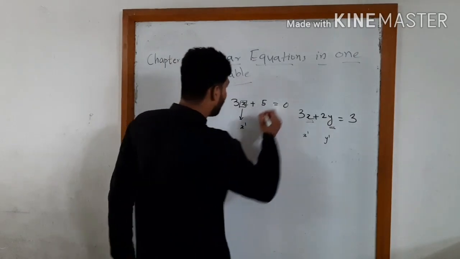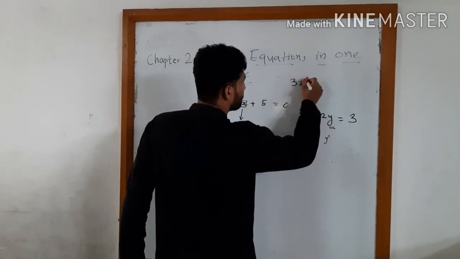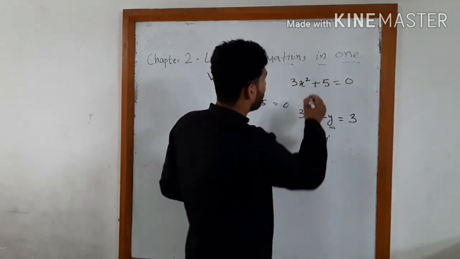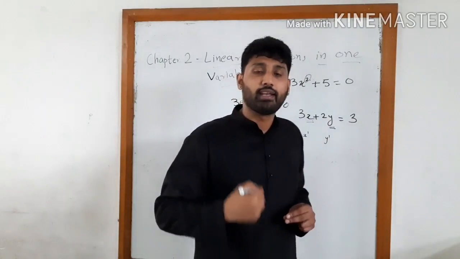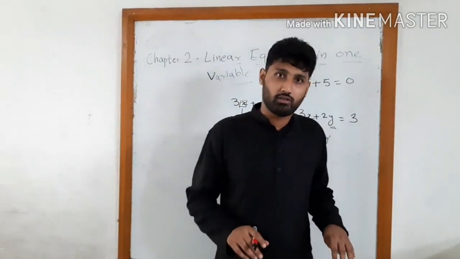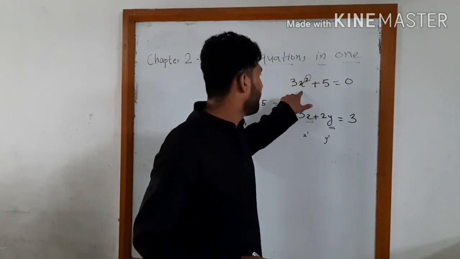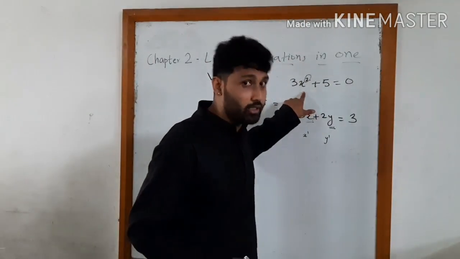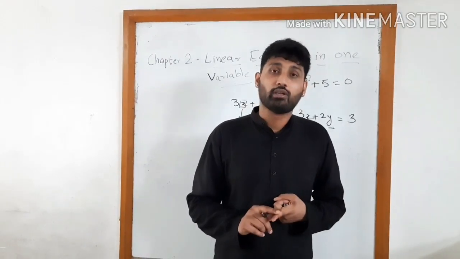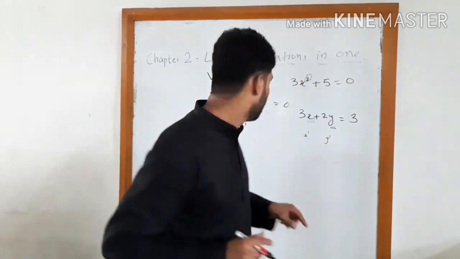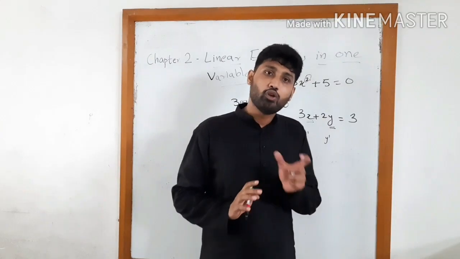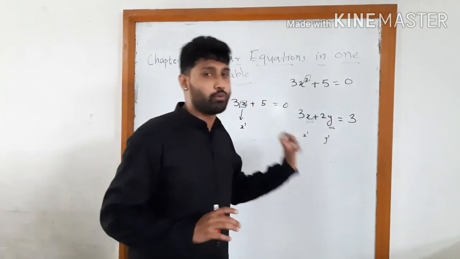If I have something like 3x square plus 5 equal to 0, here the power of x is 2. This is x raised to 2, right? So this is not a linear equation because the degree of x is more than 1. It is not 1. So this is not a linear equation. So for the linear equation in one variable, you have to have two things. The power of the variable should be 1 and there should be only one variable in the equation.